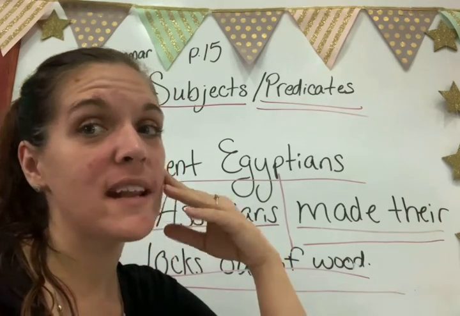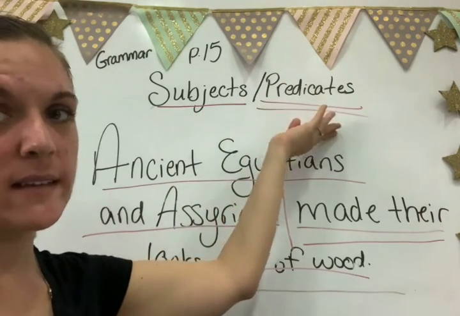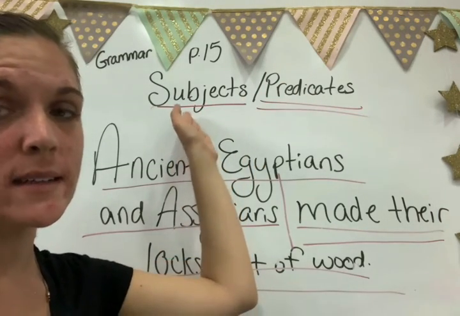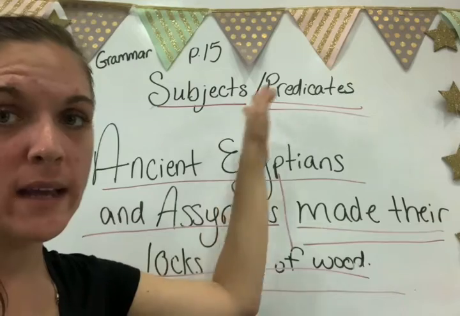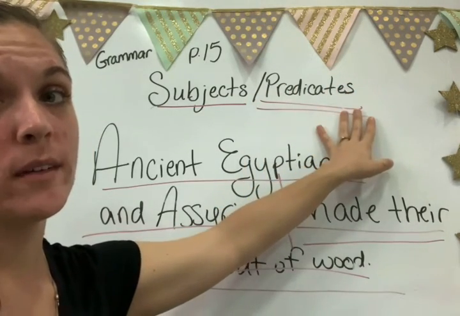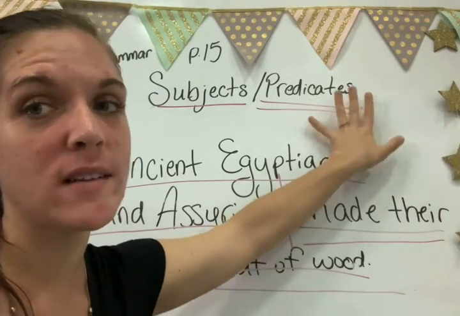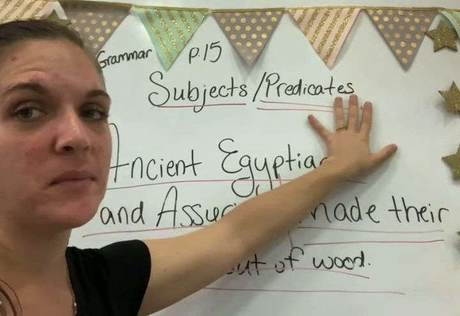Okay, guys, you did good today. So remember, two parts to every sentence. Subject, predicate. Subject is who or what the sentence is about. And predicate is what that subject did. Okay? Tell me about the subject. What did it do or what is it doing? Tell me about it. Okay?